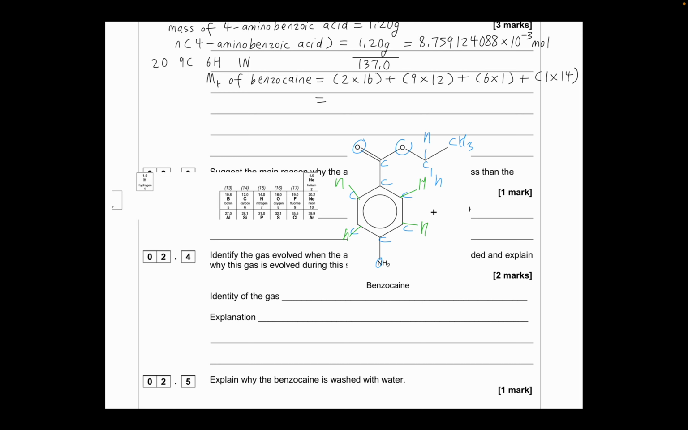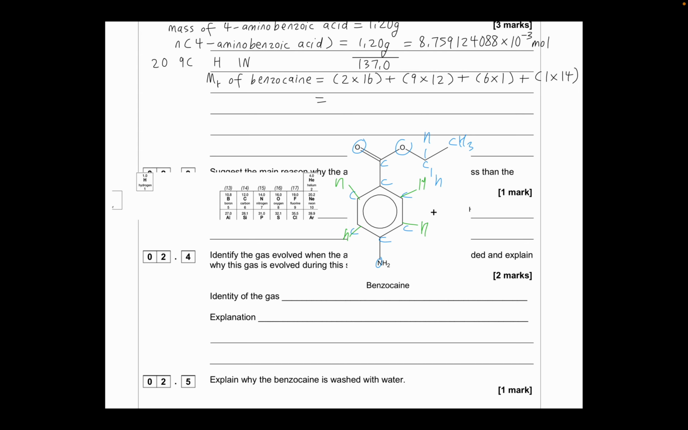Let's look carefully. It should be bonded to 1, 2, 3. Okay, 1, 2. Maybe 10. Okay, 2 times 16 plus 9 times 12 plus 11 times 1 plus 1 times 14. Yep, there should be 11 hydrogens. Technically, there should be 11 hydrogens here in this case. So if you do 4 plus 2 plus 3 plus 2, which is 11, plus 2 times 16 plus 9 times 12 plus 1 times 14, that will give you 165.